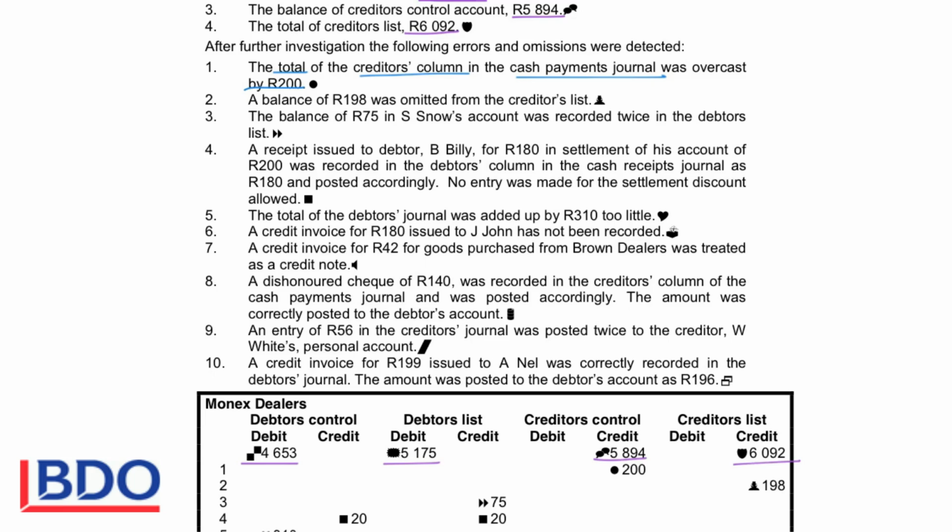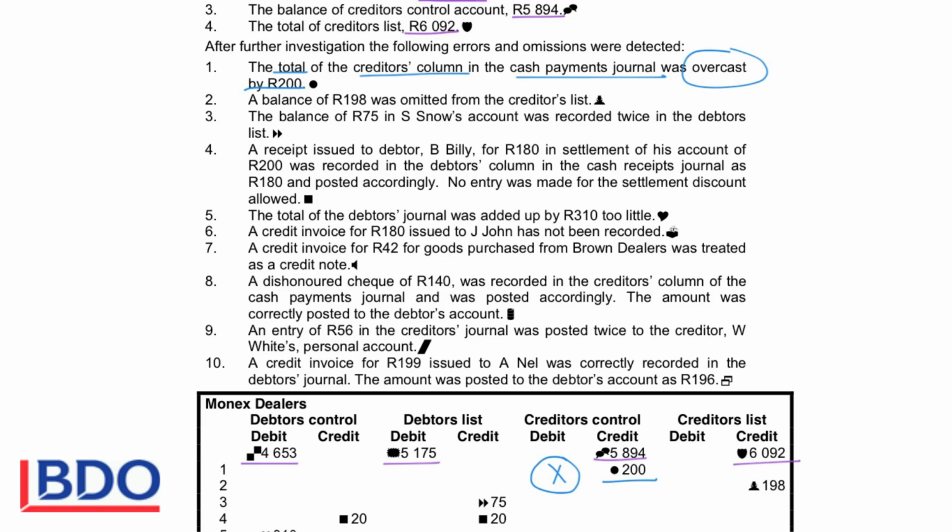Then secondly, we decide on which side we put the entry when we posted it from the cash payments journal. We credited the bank and we debited the creditors control account. So we put that amount on the debit side of the creditors control. Now we decide, did we put too much or too little? They say it was overcast, so it means this figure that we put on the debit side was too much. Therefore, I will correct it on the credit side with 200 rand.